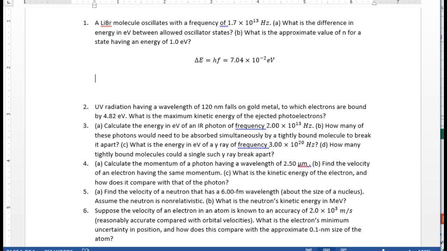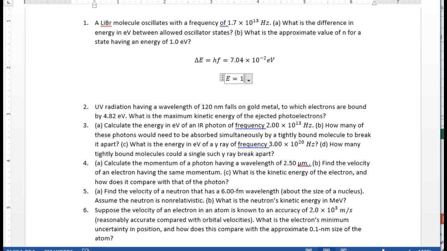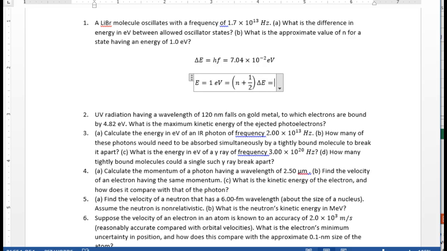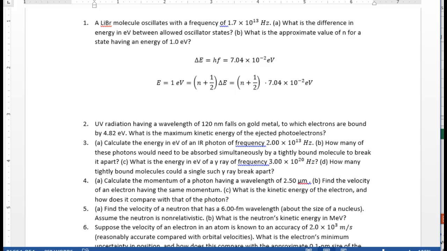Well, first, we're looking at E equals 1 electron volt, equals (n plus 1/2) times delta E, which is (n plus 1/2) times 7.04 times 10 to the minus 2 electron volts. All right, and we're trying to solve for n. Okay, so n is 1 electron volt minus half of the delta, divided by the delta.